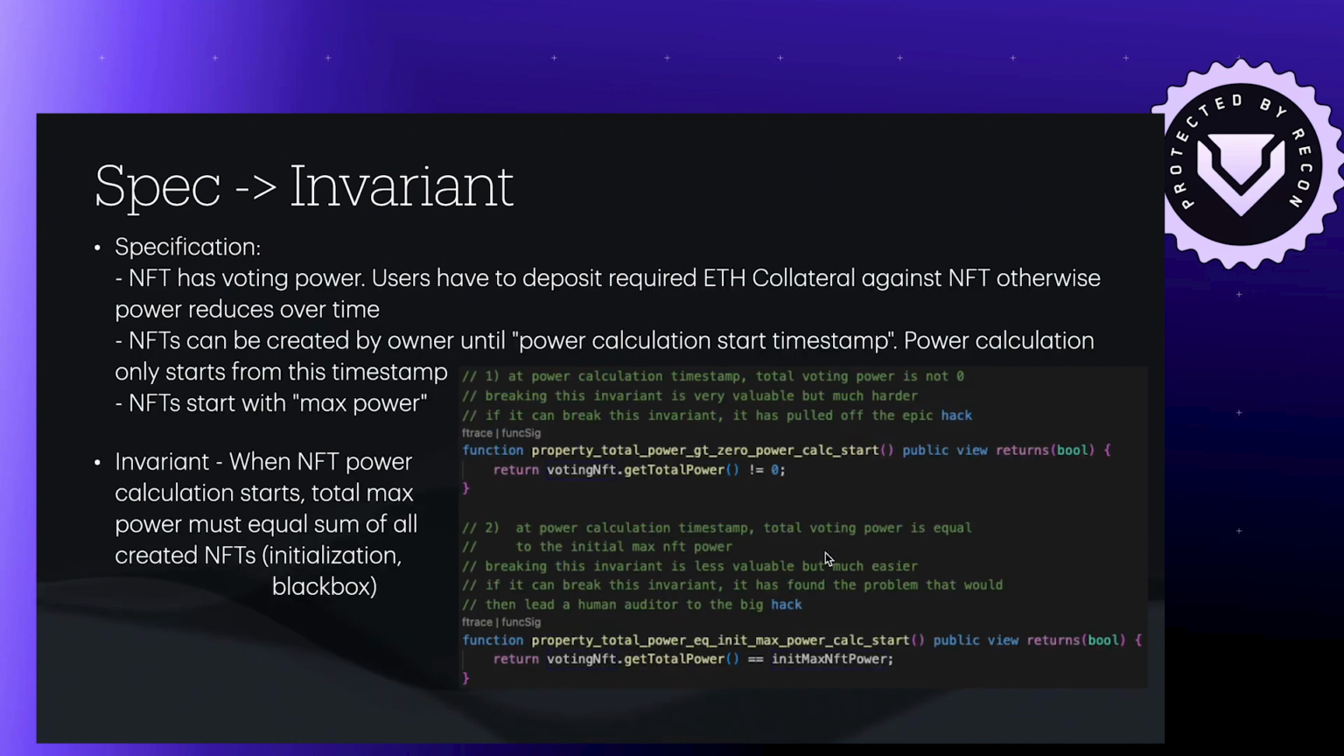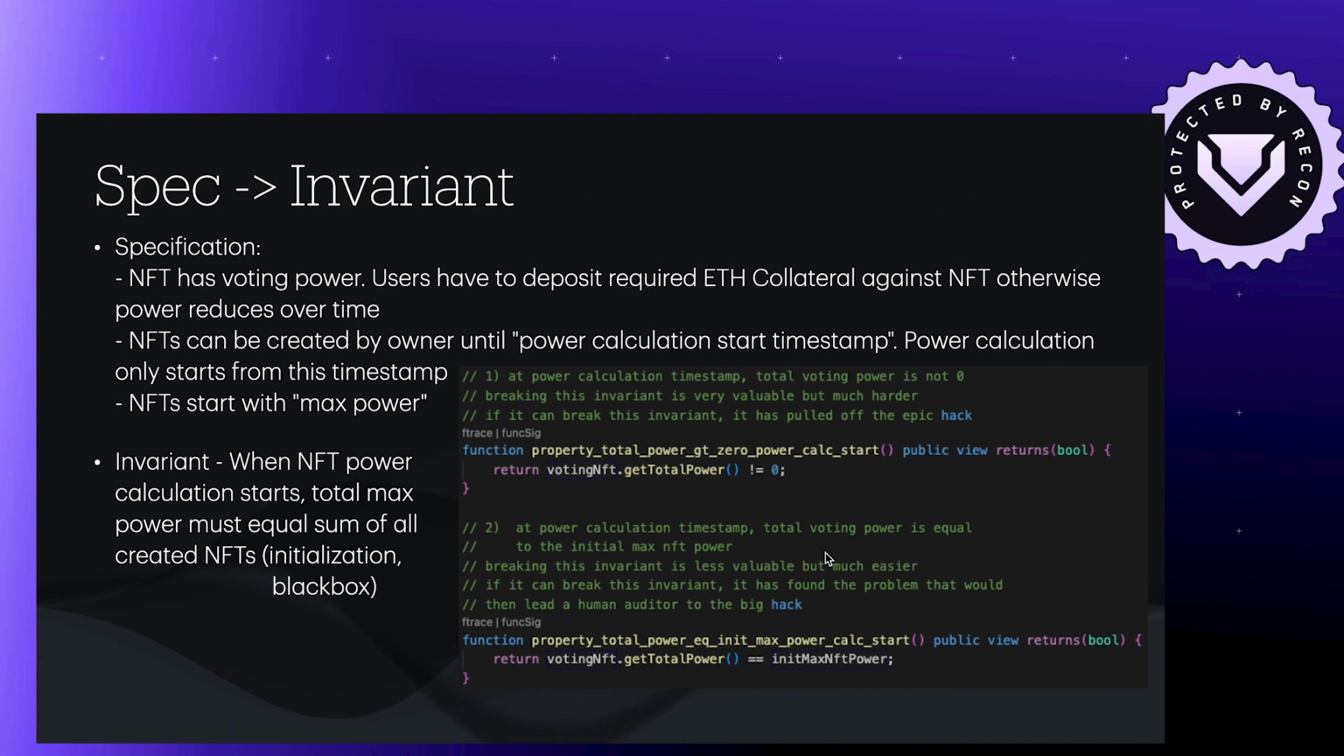Here's the next one. Here we've got an NFT that is used in a DAO, and the NFTs have voting power, right? The way this works is that users have to deposit ETH collateral to back their NFT. Otherwise, the NFT will lose voting power over time, right? So the idea is if you want to have voting power in the DAO, then you've got to lock up your ETH so that you can maintain your voting power in the NFT.